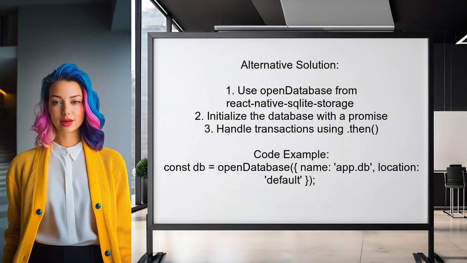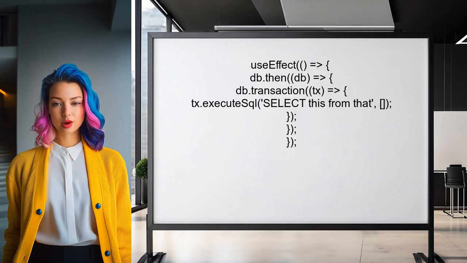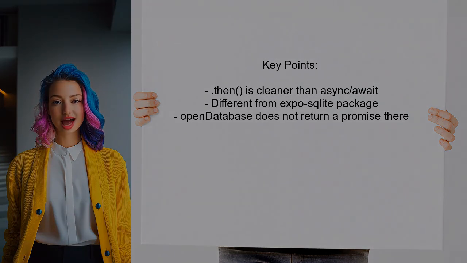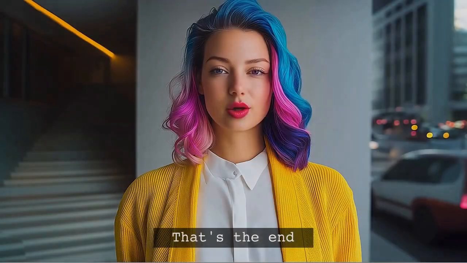An alternative solution provided by another user suggests using the openDatabase function from react-native-sqlite-storage. They recommend initializing the database with a promise and using the then method to handle transactions. This approach allows for cleaner code without the need for extensive async await syntax. The user notes that while async await can be used, the then method is often cleaner. They also clarify that this method differs from the expo-sqlite package, where openDatabase does not return a promise. That's the end of that answer.